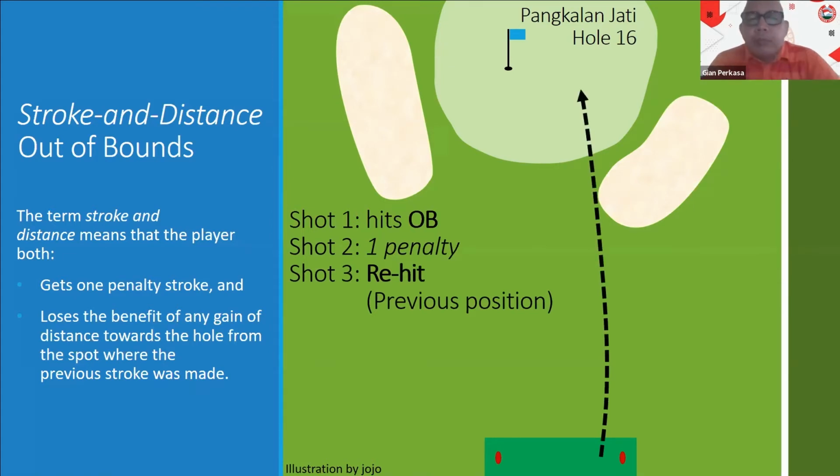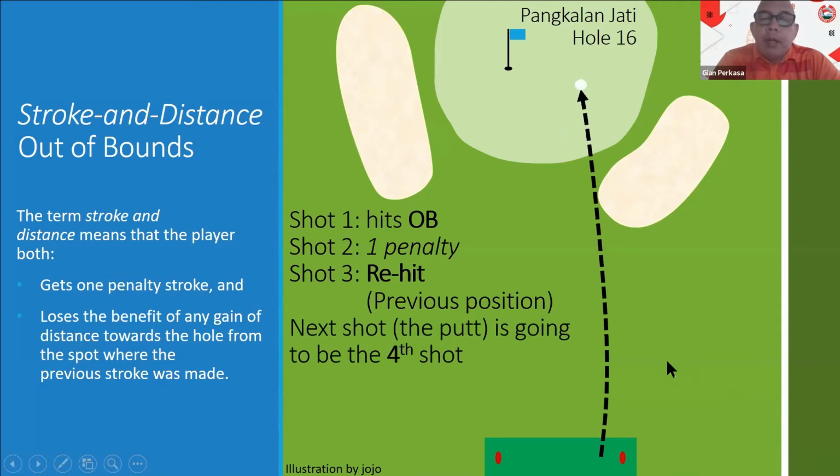Jadi dicamkan ya, pukulan kembali di tempat asal adalah pukulan pertama ditambah 1 shot penalty, dan ditambah 1 lagi. Karena kalian sudah memukul 2 kali, jadi tambah 1 lagi. Itu aja sih analogi gampangnya. Nah, kalau contoh di sini dia langsung on di green, sehingga puttingnya adalah pukulan keempat. Gitu.